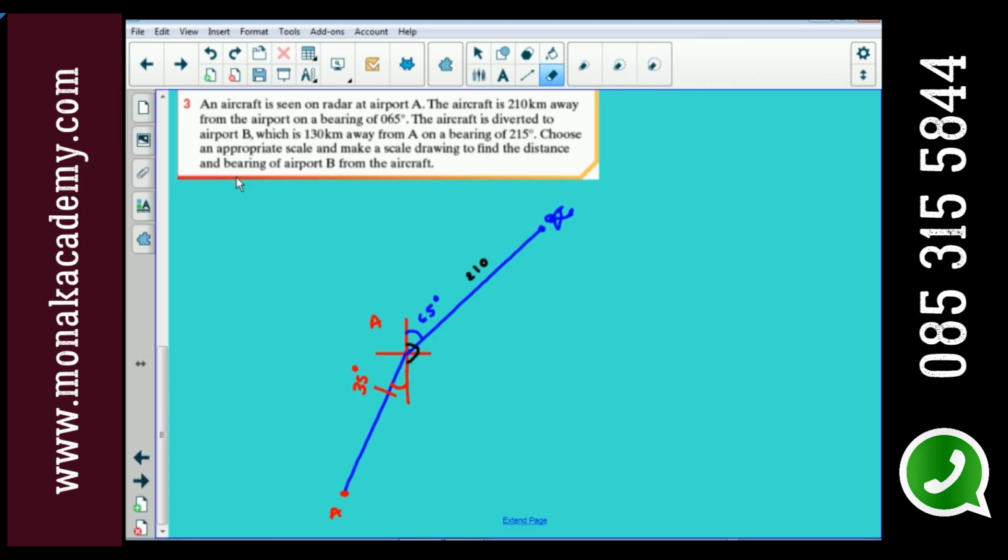Look what I wrote. I wrote A here. This should be aircraft, this should be airport B, right? All right, so can we draw the distance between aircraft and B?